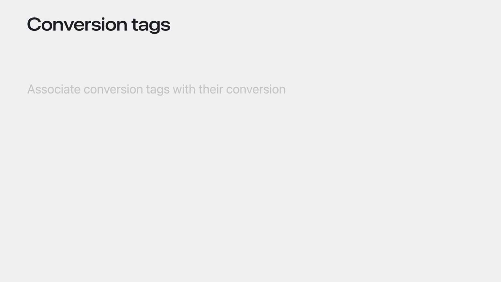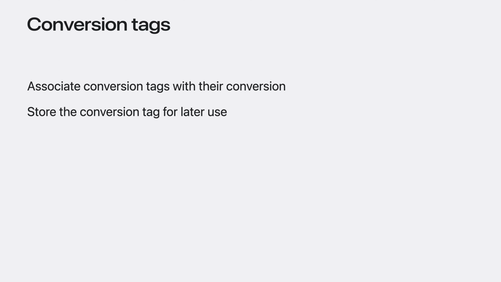Now that you have a conversion tag in your app, you can use it to update that conversion directly. We recommend associating conversion tags with the re-engagement conversion that created it, so you can tie back meaningful events that occur as a result of that conversion. You should also store the conversion tag either locally in your app or in a server-side data store. Once a customer performs an action in your app that you'd like to measure for that specific conversion, retrieve the tag for that conversion.